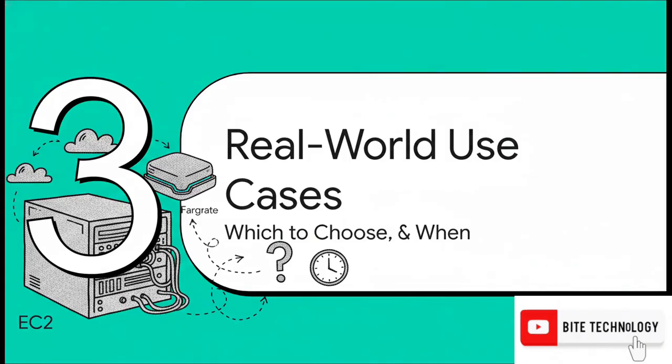So we've covered the what and the how. Now for the really important part, the when. When does it make sense to choose the control of EC2, and when should you just let go and embrace the sheer simplicity of Fargate? Let's break down the use cases.